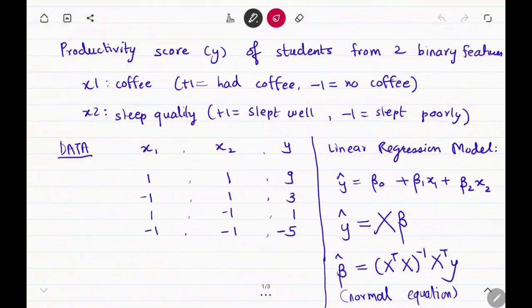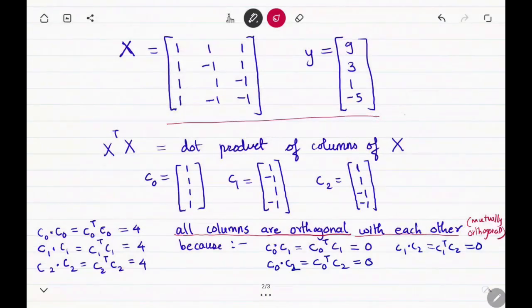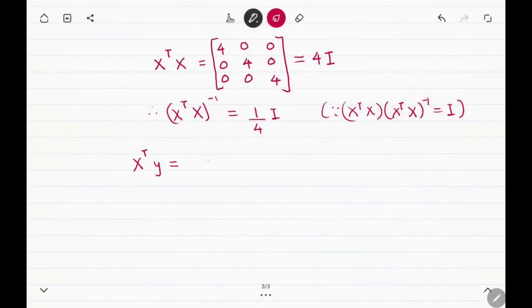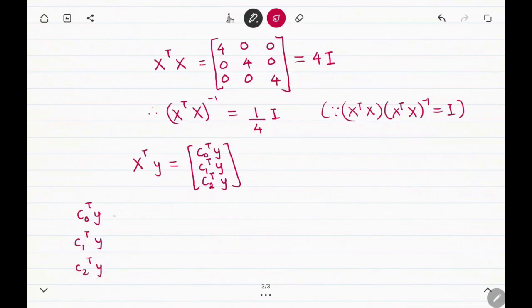Now let's compute X transpose y. Again, X transpose y will be the dot product of columns with y. The first term will be C0 transpose y, the second term will be C1 transpose y, and the third term will be C2 transpose y. First let's calculate C0 transpose y, which is 9 plus 3 plus 1 minus 5, which is 8. That is the intercept column.